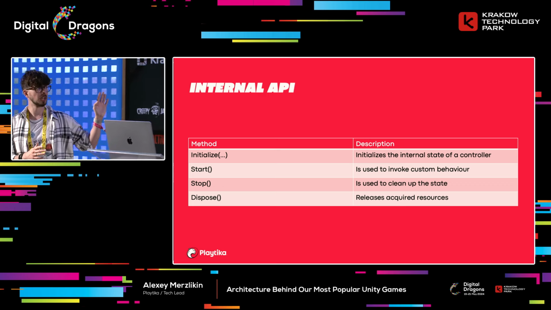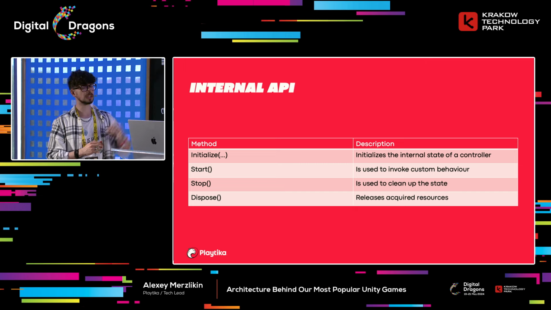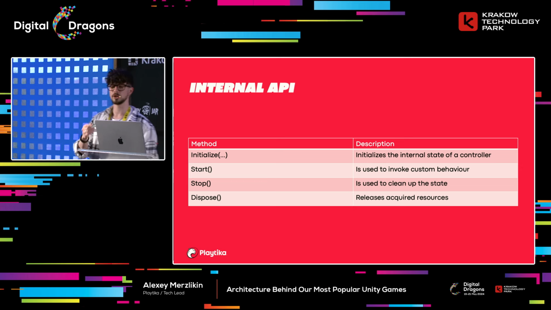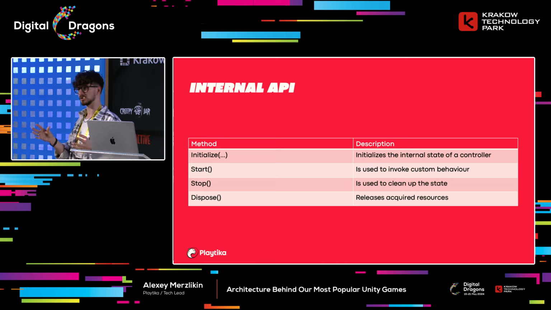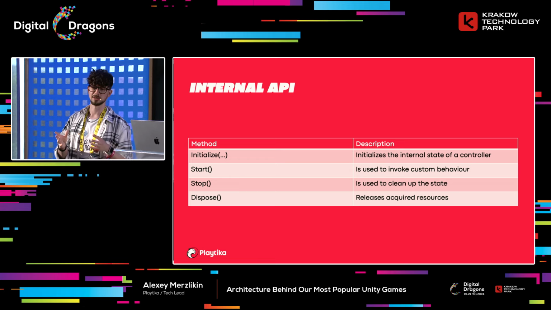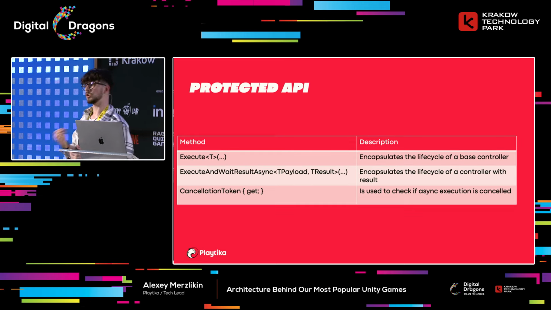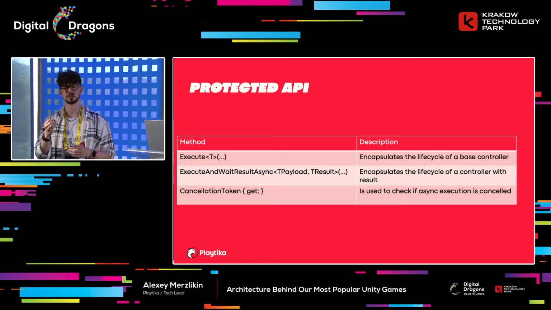These are the main methods of the controller's API, and they all have the internal access modifier. And internal means that it is impossible to invoke initialize, start, stop, or dispose from the outside of the controller's tree package, without hacks, of course. And there are no public methods at all. We also restrict creating controllers via constructors and saving its instances.